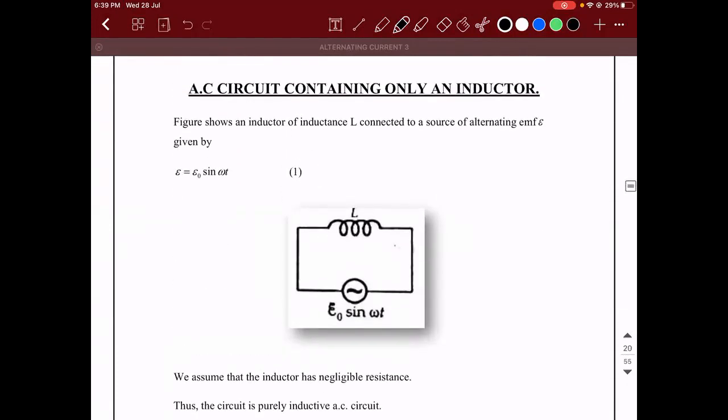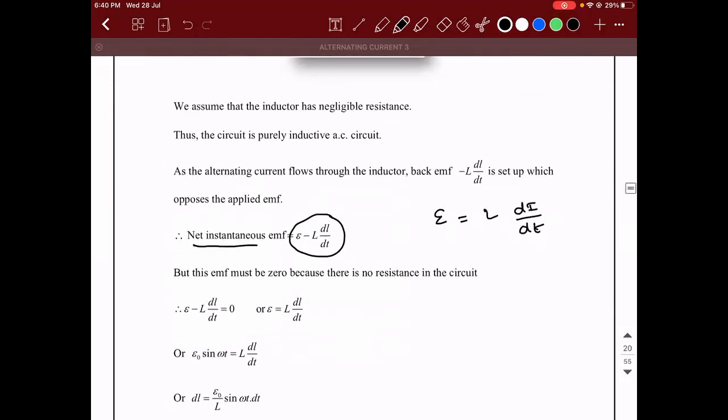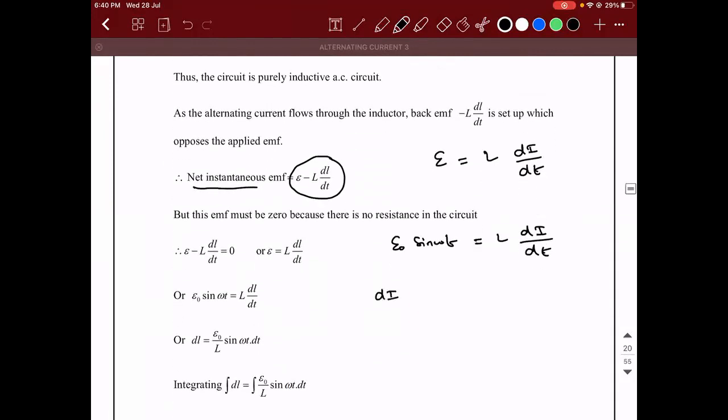When an AC source is connected across an inductor, we know that the EMF is E is equal to E naught sine omega t, and let the inductance be L. Then we know that E is equal to minus L into di by dt from the previous chapter. So we can write E is equal to L into di by dt. E naught sine omega t is equal to L into di divided by dt. So di is equal to E naught divided by L into sine omega t dt.